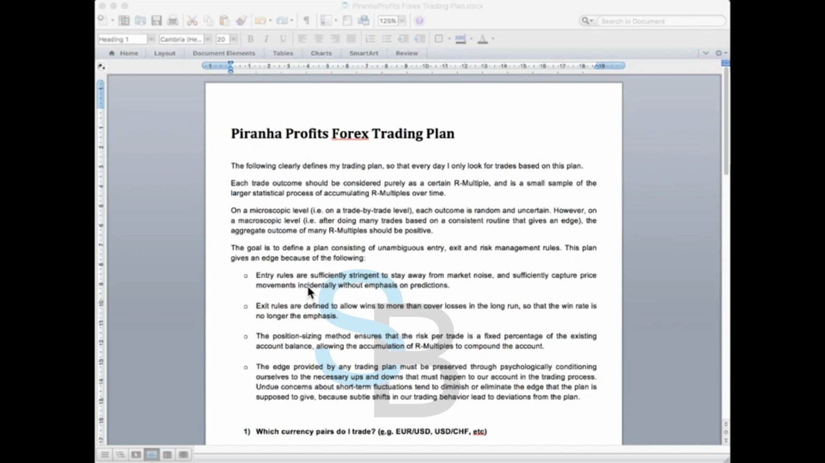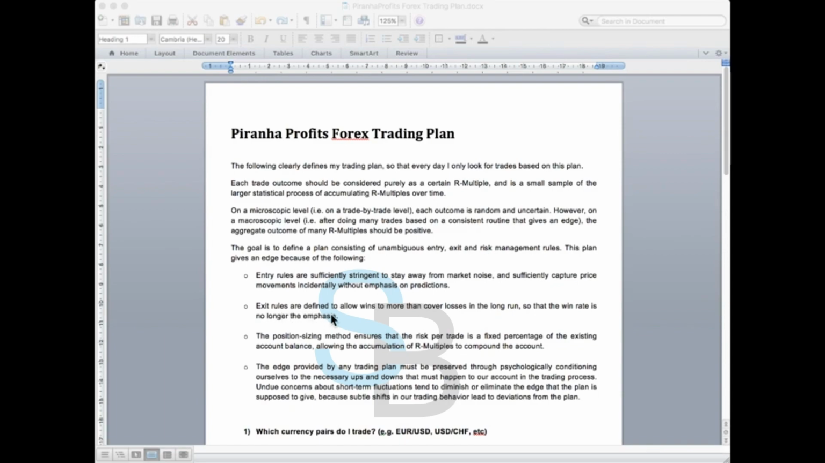Number one, the entry rules that have been given to you are sufficiently stringent to stay away from market noise and sufficiently capture price movements incidentally, without emphasis on predictions. Remember, we are not here to predict the market or the price on a trade-by-trade basis, but to follow our plan that gives us an edge.